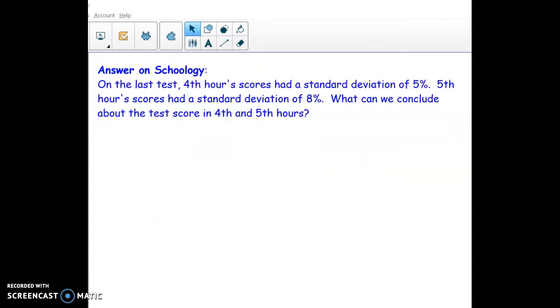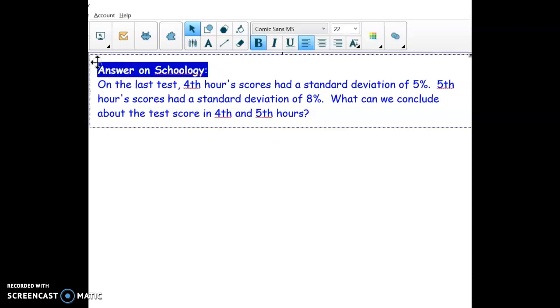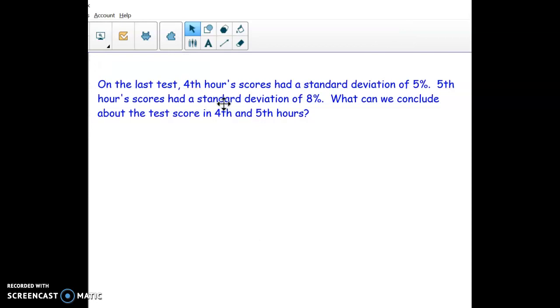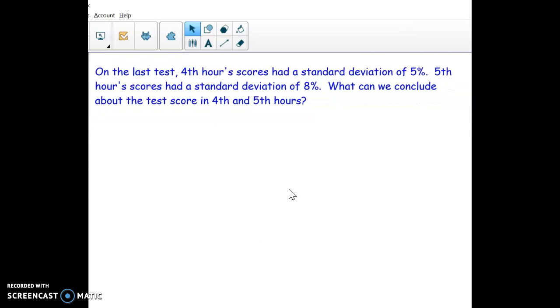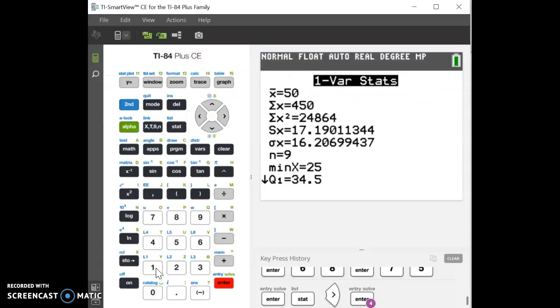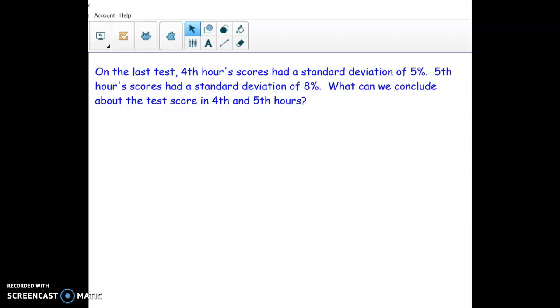All right, so the final thing I want you to do, actually, I'm not going to have you answer on Schoology. I just want you to pause the video and think about it. This is, again, making sense of standard deviation. How you calculate it is just on your calculator. You're looking for this little thing here, right? But the actual making sense of it. So last test, 4th hour scores had a standard deviation of 5%. 5th hour had a standard deviation of 8%. What can we conclude? Pause the video.